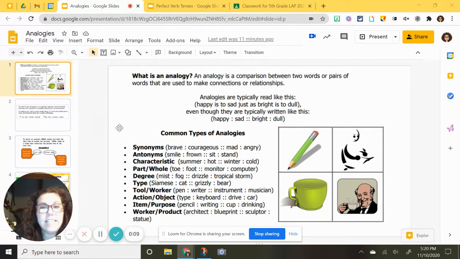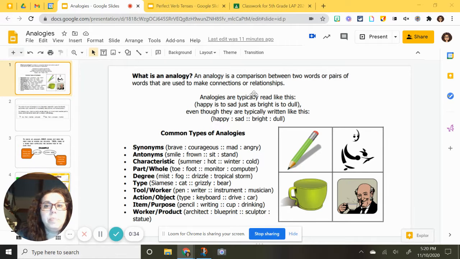Well, anyway, today's lesson is on analogies. So what is an analogy? An analogy is a comparison between two words or pairs of words that are used to make connections or relationships. So that is the most important part. They have a connection in some way, or they show a relationship.